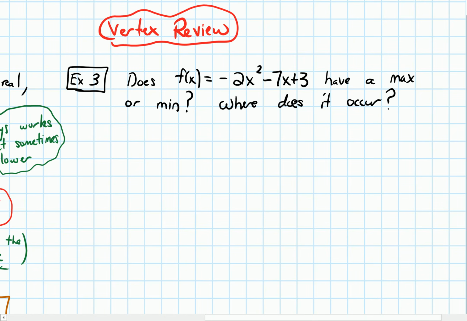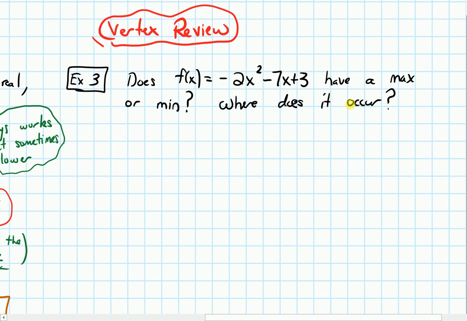In this video, I'm going to give a brief review of how to find the vertex of a parabola and what that indicates about whether a quadratic function has a max or a min. So let's look at an example. Does this function f of x equals negative 2x squared minus 7x plus 3 have a max or min, and where does it occur?